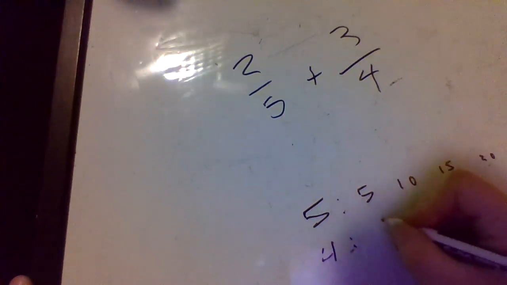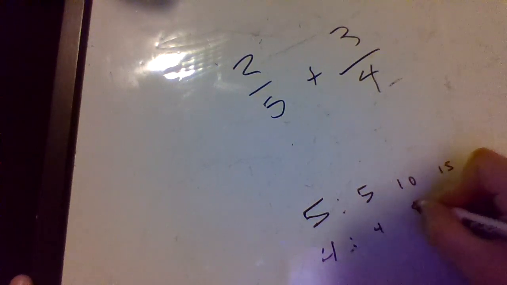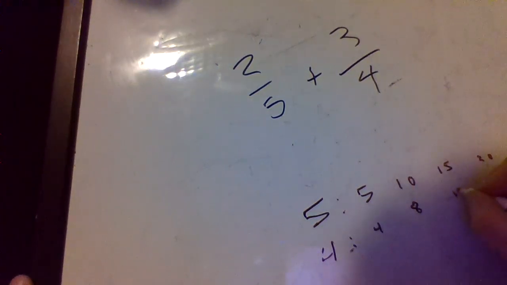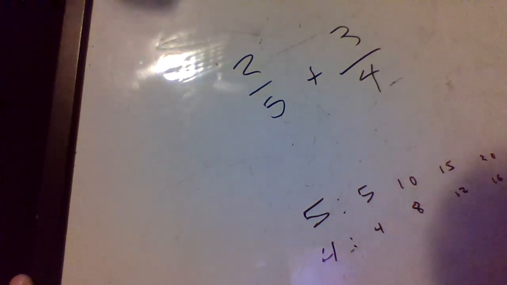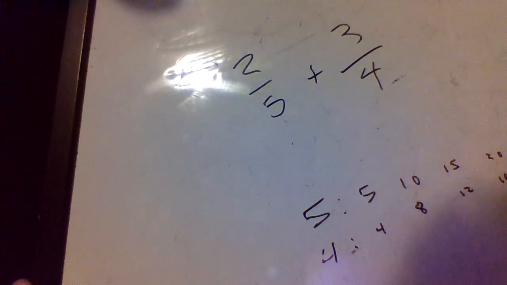So 4 times 1 is 4. 4 times 2 is 8. 4 times 3 is 12. 4 times 4 is 16. 4 times 5 is 20. And 4 times 6 is 24. So, look what we got here. We got a 20 in common. And this is our first number that we got in common, so this is our least common multiple.